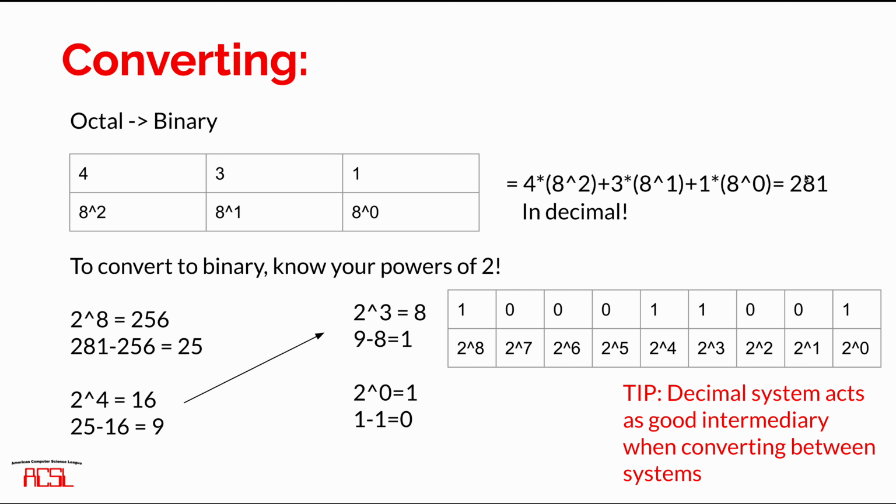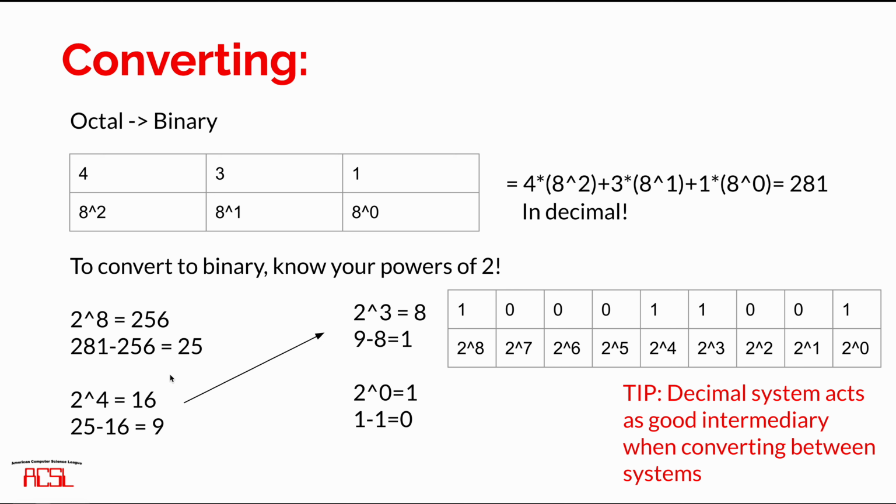Next we would take 281 and convert it to binary. To convert something from decimal to binary or vice versa, you need to know your powers of 2. The largest power of 2 that can fit into 281 is 2 to the 8th, which is 256. You would subtract that value from your initial number, and you'd get 25. You would keep repeating this process, continuously taking away the largest power of 2 you can until you get to 0. There's never going to be a case where your final result is not 0. If you cannot get to 0, that means that you have made a mistake somewhere else in your process. So the decimal system acts as a good intermediary when converting between these systems.